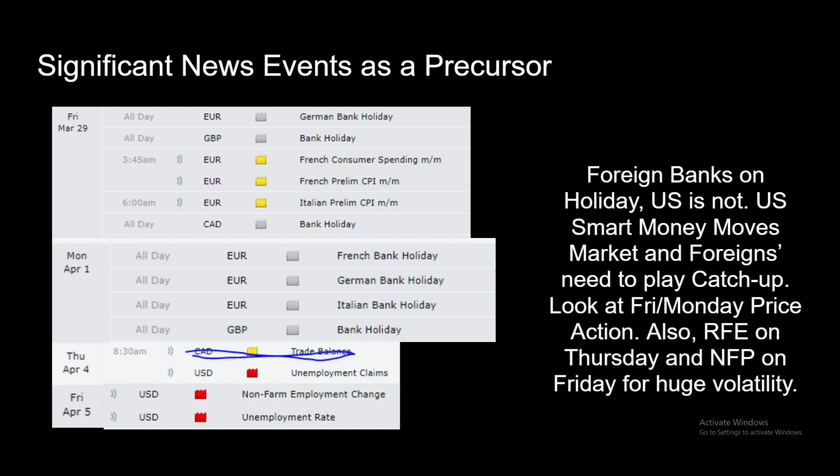On Thursday, April 4th, the day that we're talking about today, we had unemployment claims at 8:30 a.m. And on Friday, April 5th, we had the non-farm employment change as well as the unemployment rate. So, very significant news to occur in the first week of April here, something to be mindful of as we go through this analysis.